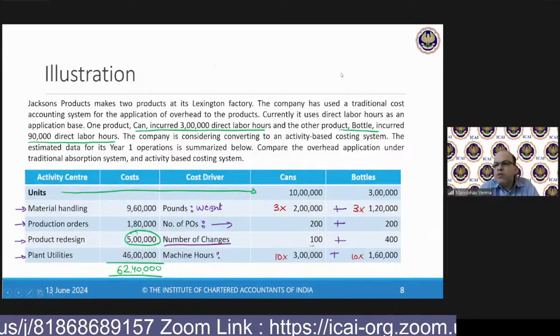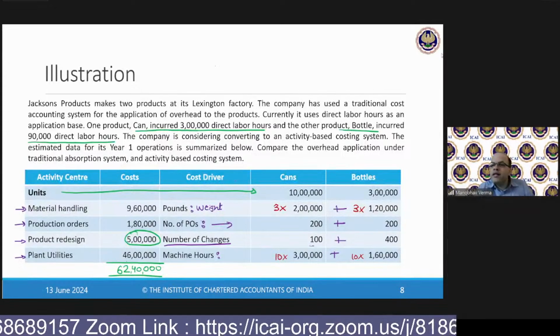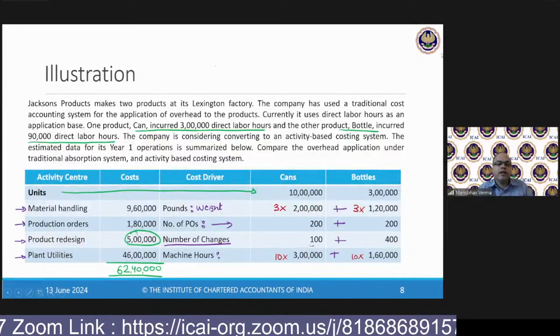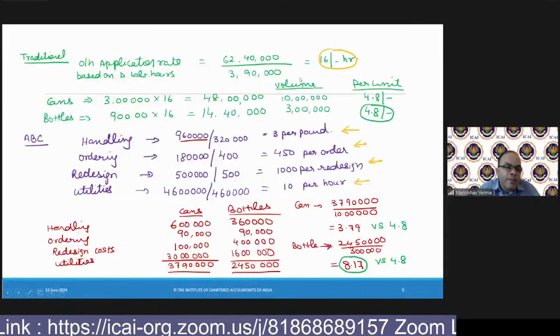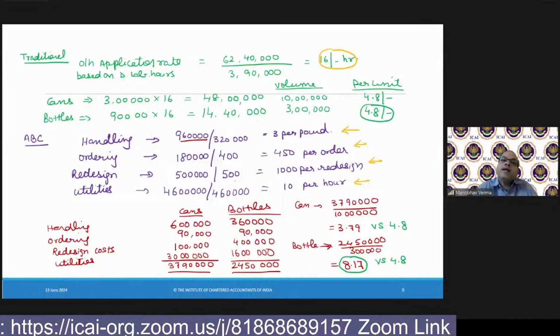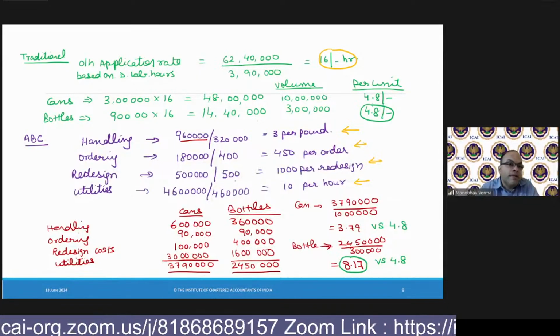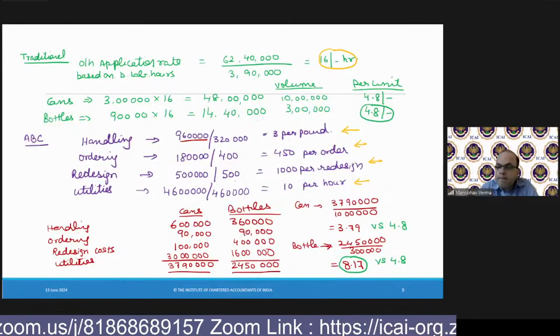This is just one example. We'll do some more practice towards the end, but I wanted to give you an exposure here, a perfect example of how activity-based costing can result in a better picture. This will ultimately help the organization in pricing the product more accurately. In this fast-paced competitive environment, that becomes of paramount importance here.